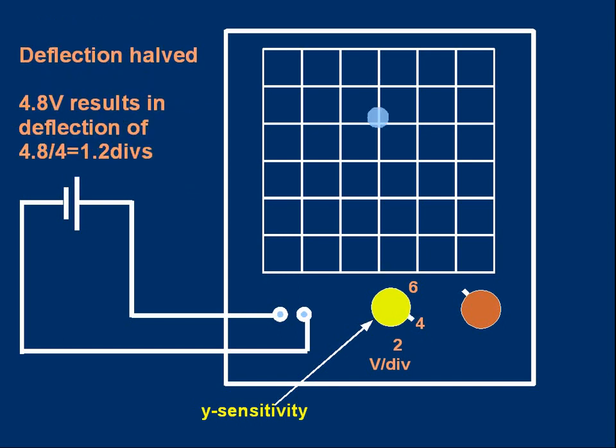And here's what would happen. Going from 2 volts per division to 4 means the deflection will be halved. Instead of standing for 2 volts, each division represents 4 volts. We could actually work out the amount of deflection. 4.8 volts is the known voltage. We'd have to divide by the number of volts per division, and that would tell us we've got 1.2 divisions. So that spot would have moved up 1.2 divisions.